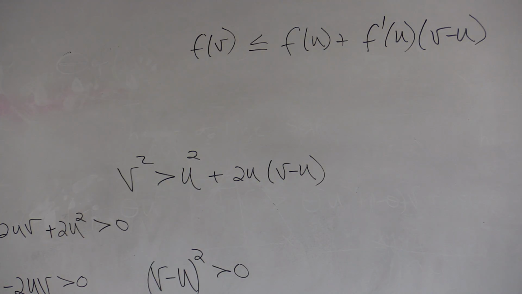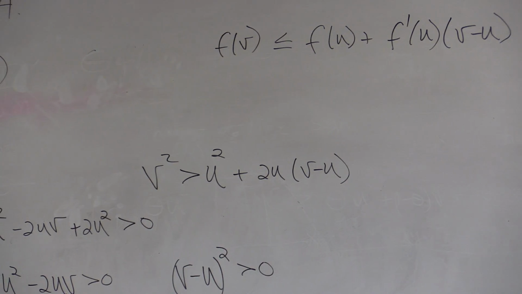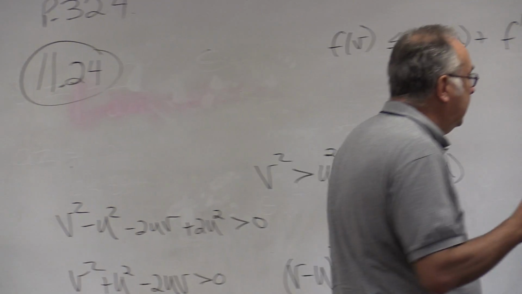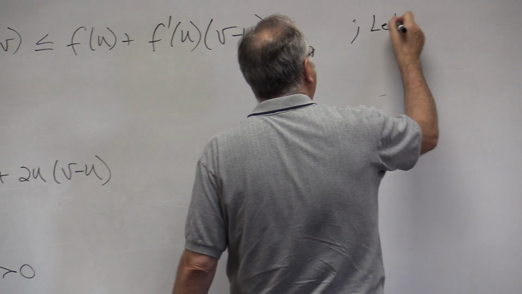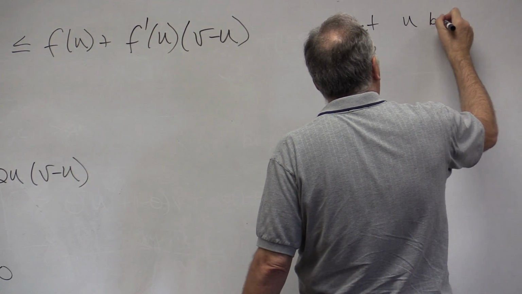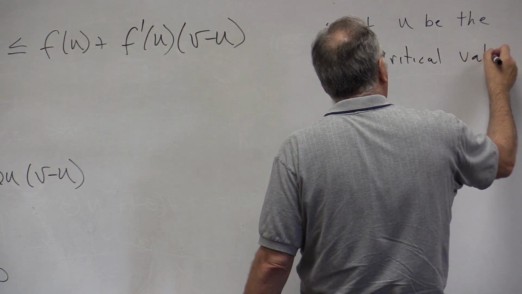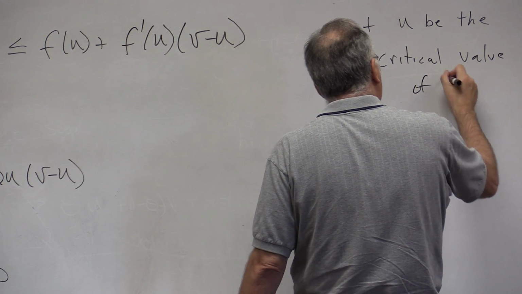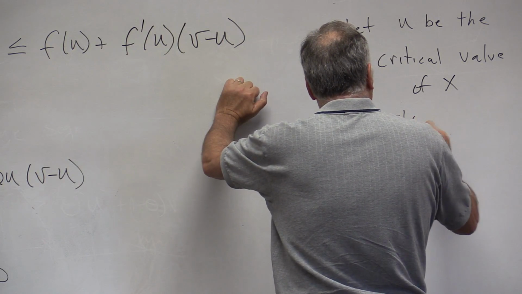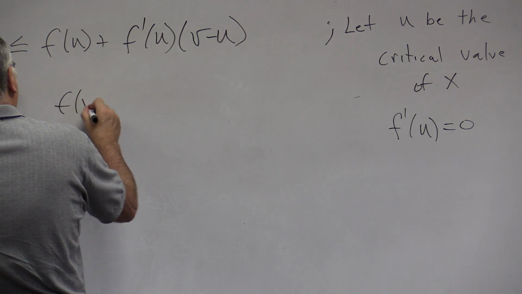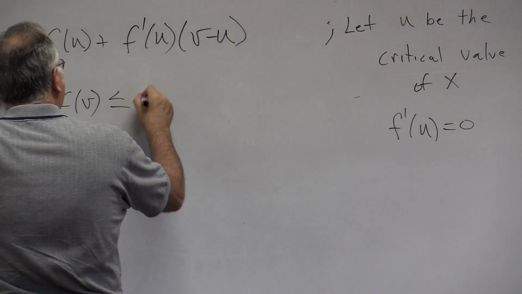Suppose we pick the critical point of x. Let's say the critical point of x is u, then f prime of u is 0. So let u be the critical point of x. Then f prime of u, by definition, is 0. So this equation reduces to just f of v is always less than or equal to f of u.